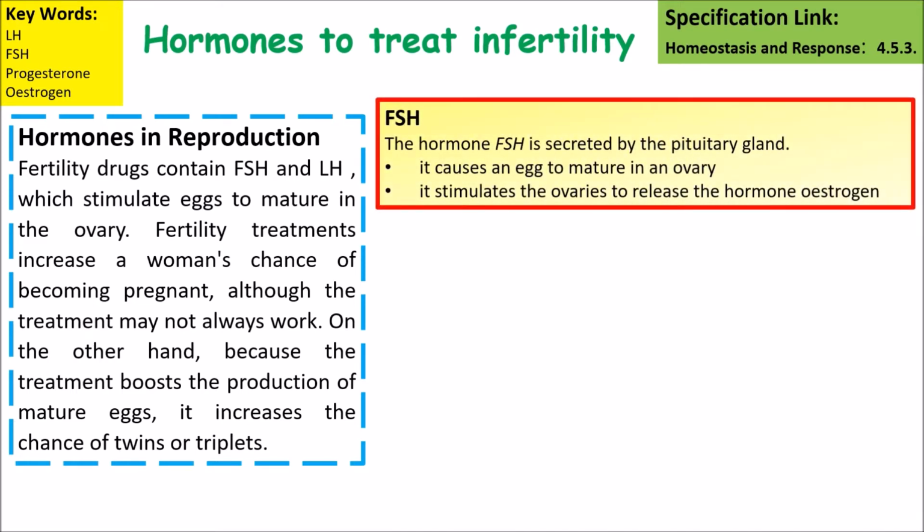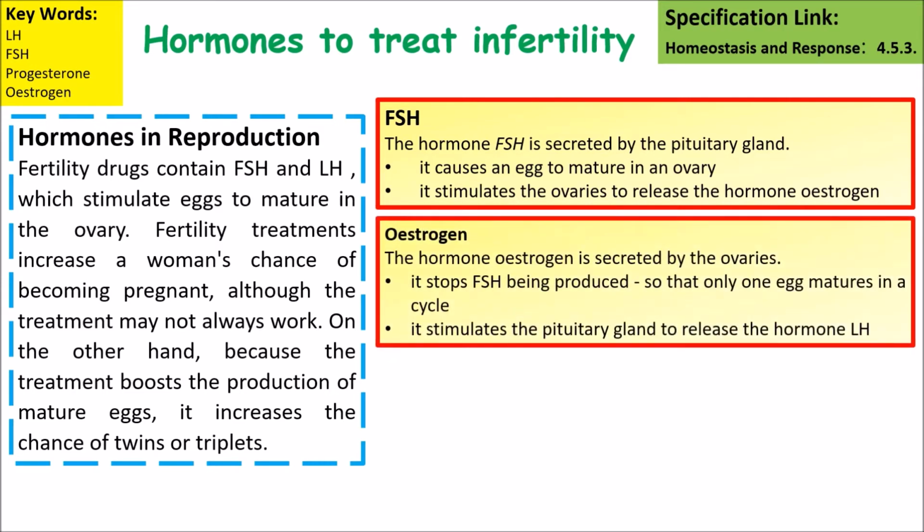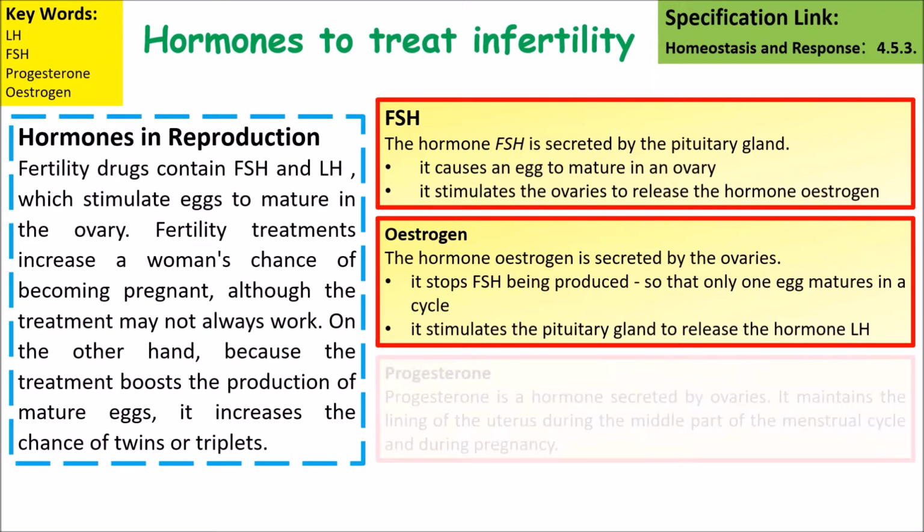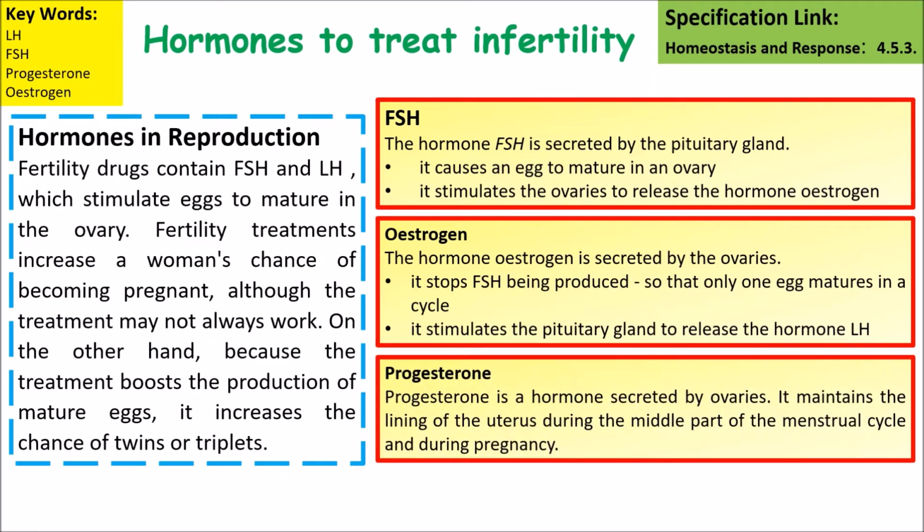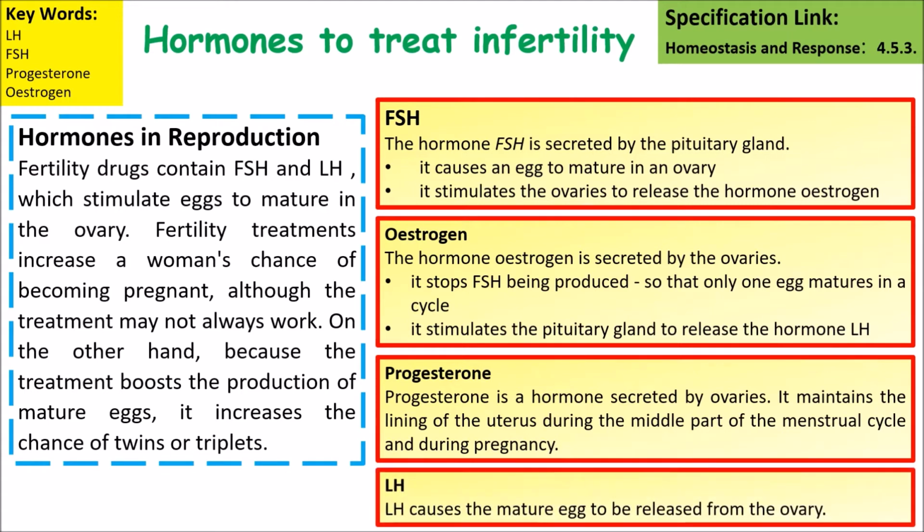So, just to remind you about the hormones involved in the female reproductive system, you've got FSH. So FSH, if you remember, causes an egg to mature. Estrogen causes the uterus lining to start building up and turns off FSH. You've got progesterone. So progesterone maintains that uterus lining. And LH causes a mature egg to be released from the ovary.